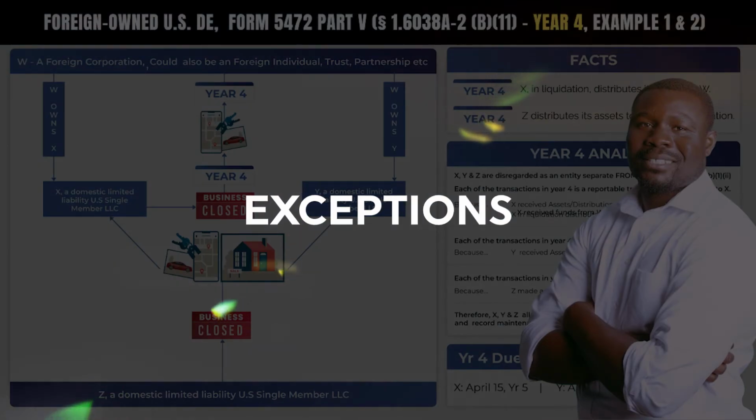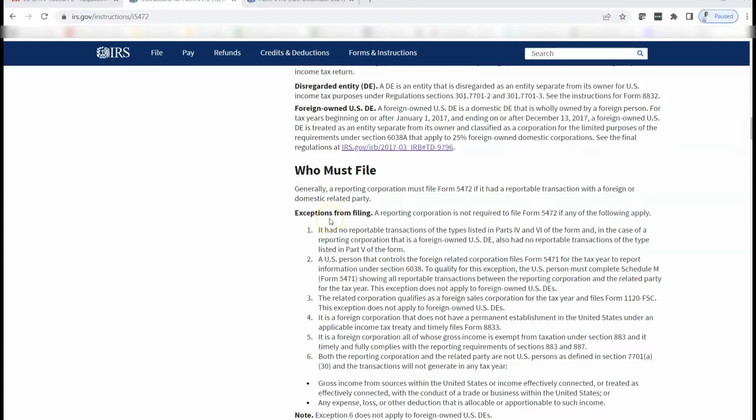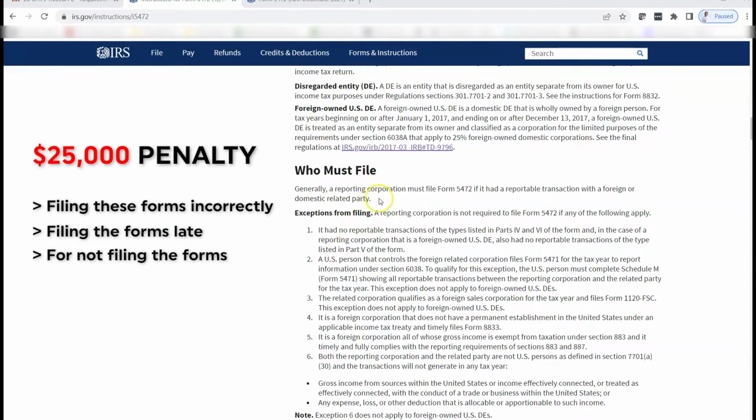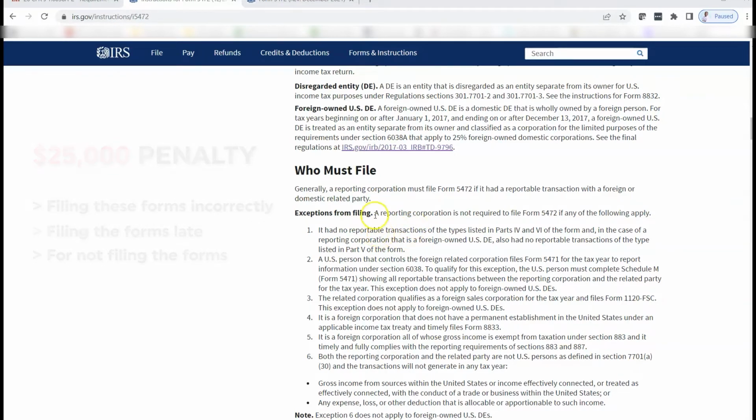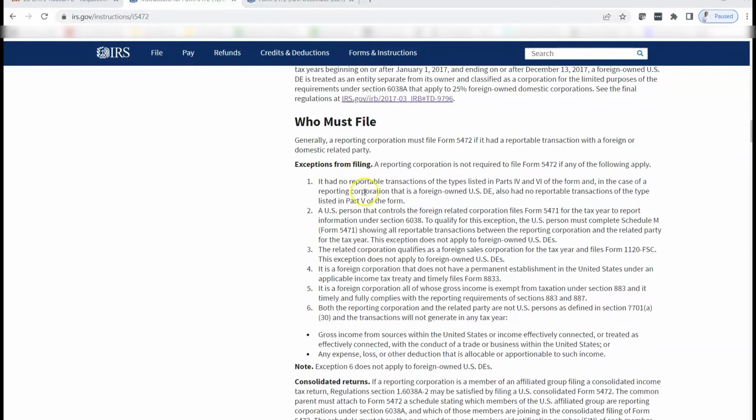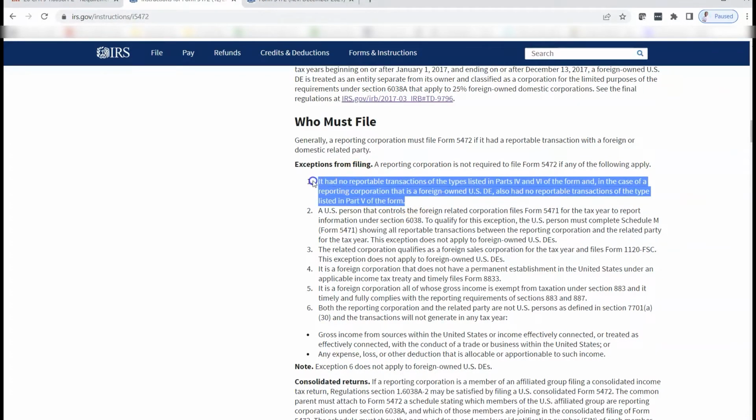Let's look at the exceptions here. Normally, people would prefer exceptions. Exceptions basically change the game. Failure to file, filing late, or filing incorrectly comes with a $25,000 penalty. So most filers would have loved to get some exception that takes them out of this reporting, to the extent that you don't have to report anything.